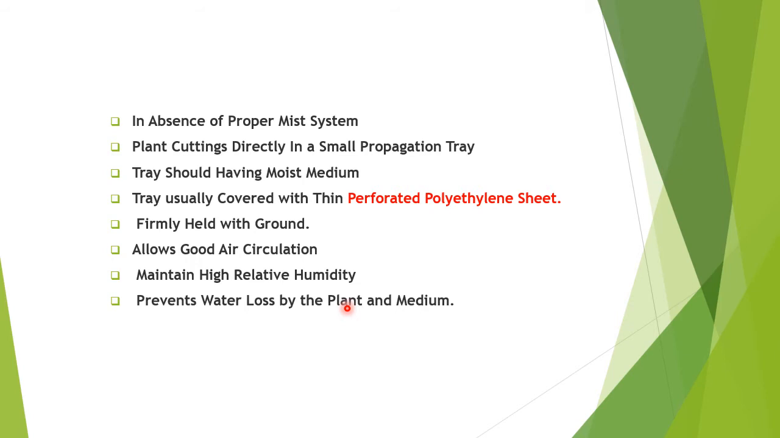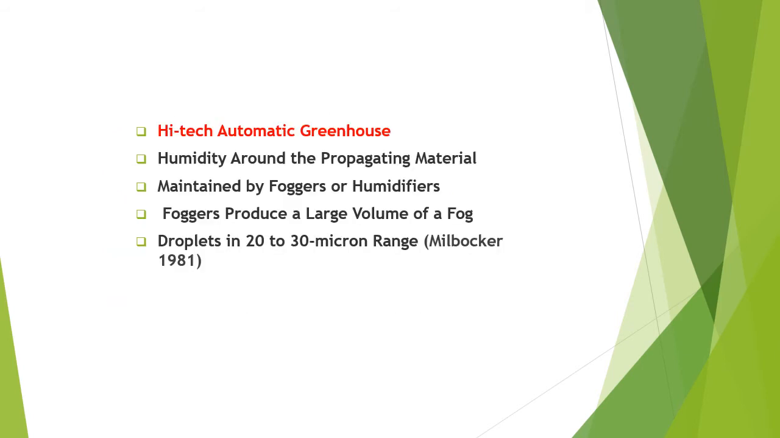So you have a choice here. Either you take it where the mist is being provided, or you can use the perforated polyethylene sheets. Or you can have a high-tech automatic greenhouse where humidity around the propagating material is maintained by foggers or by humidifiers. Foggers produce a large volume of fog droplets in the 20 to 30 micron range.